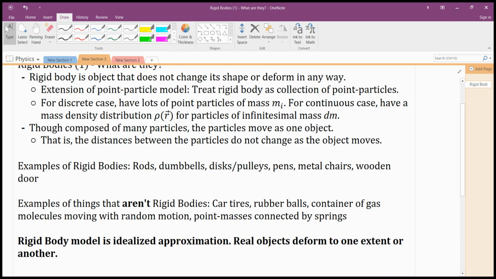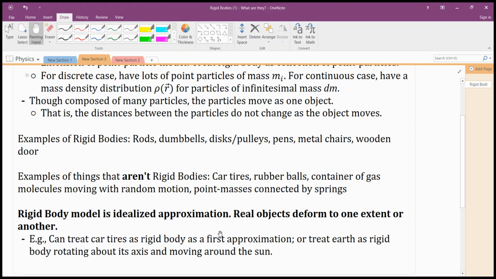Although I have mentioned examples of rigid bodies in the real world, it is important to note that the rigid body model is an idealized approximation. Real objects will always deform to one extent or another. They just might not deform very much or noticeably for the problem that we are trying to solve. As a result, you could also treat certain things that aren't rigid bodies as a first order approximation. And then if you want more accuracy or precision, then you might include effects from the deformation of the object.